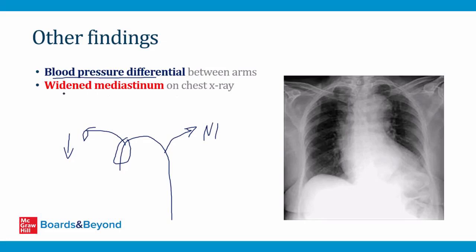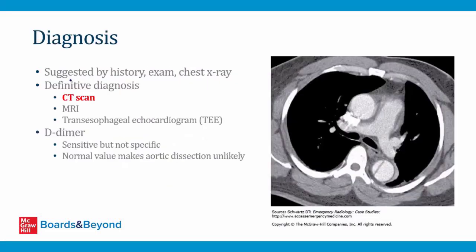Another classic finding on X-ray is a widened mediastinum. So if you look at this X-ray on the screen here, this is the mediastinum. You can see it's very wide, and that's because the aorta is dissected and bulging outward. So the diagnosis of aortic dissection is suggested by the patient's history and exam findings like different blood pressure in the arms and chest X-ray findings like widened mediastinum. But the definitive diagnosis requires some type of imaging of the aorta.